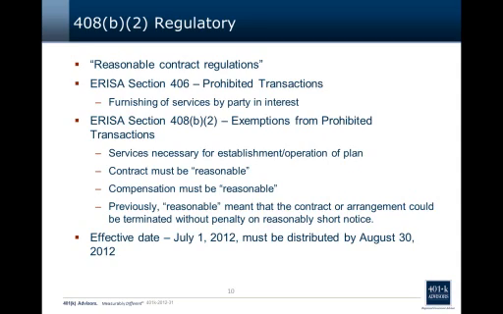But this is an exemption because those services are necessary to have the plan in operation. The contract itself must be reasonable, the compensation must be reasonable. And one key thing is the effective date.